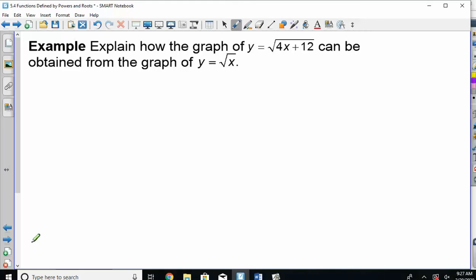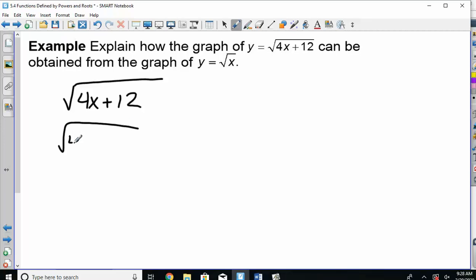So, we have done transformations before. I am giving you a radical, and I want to know how we could use transformations to graph this. What we are going to do is start with the square root of 4x plus 12. Do you notice anything about 4x plus 12? Can I pull anything out of that? Okay. If I take out a 4, that would leave me with x plus 3, correct?